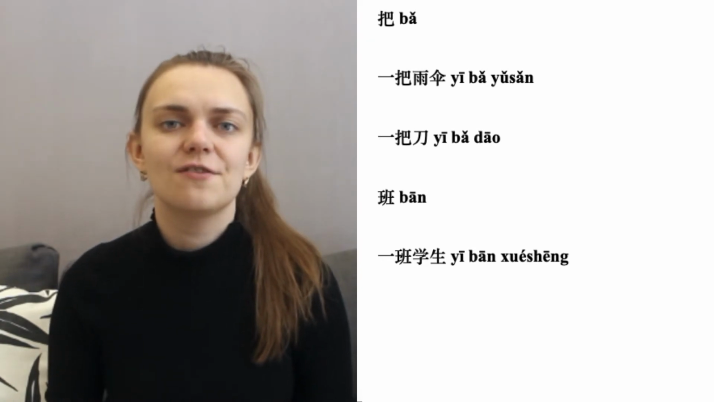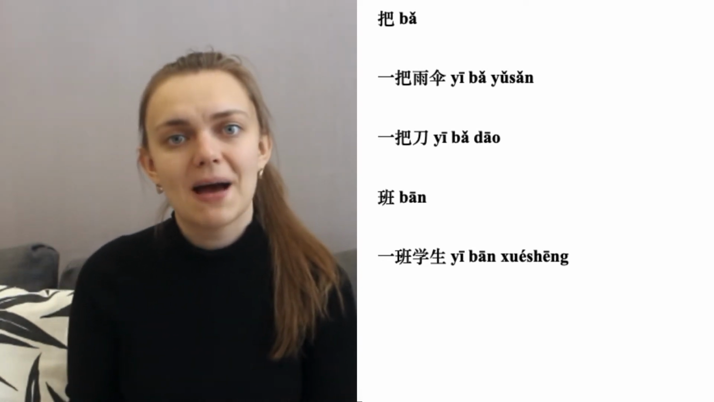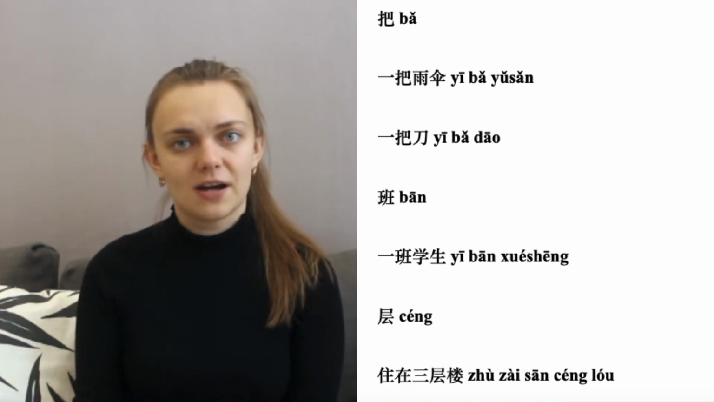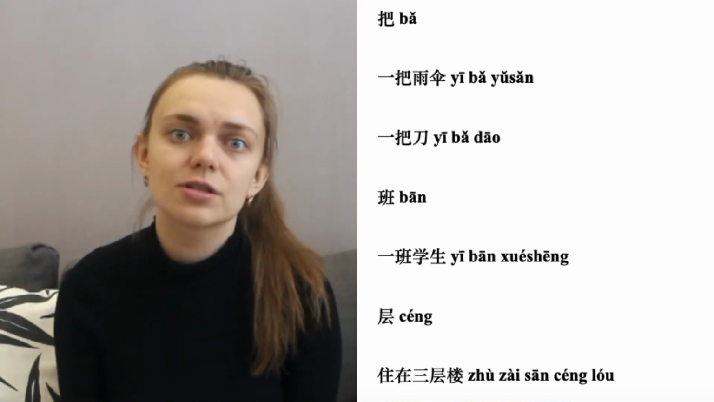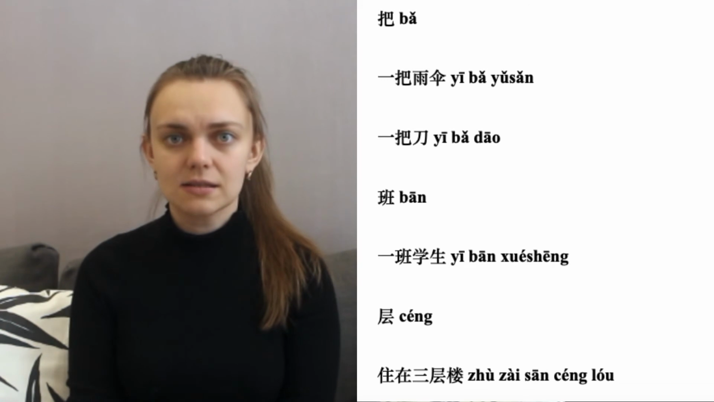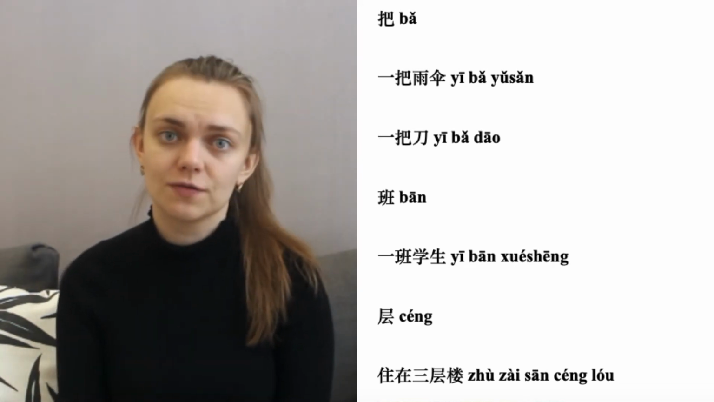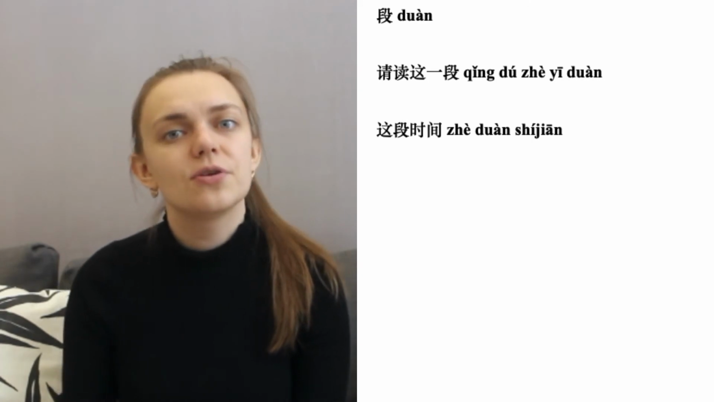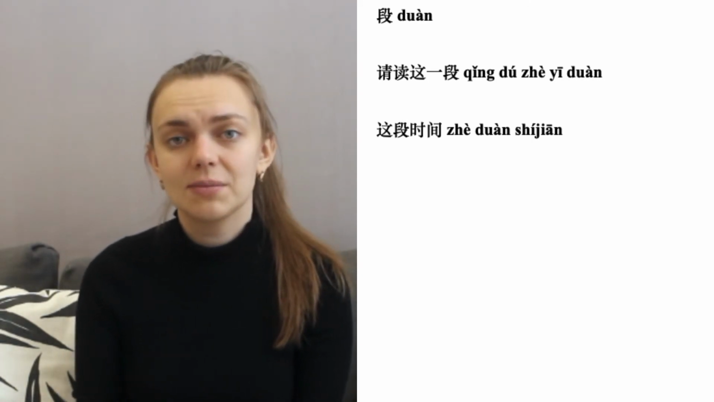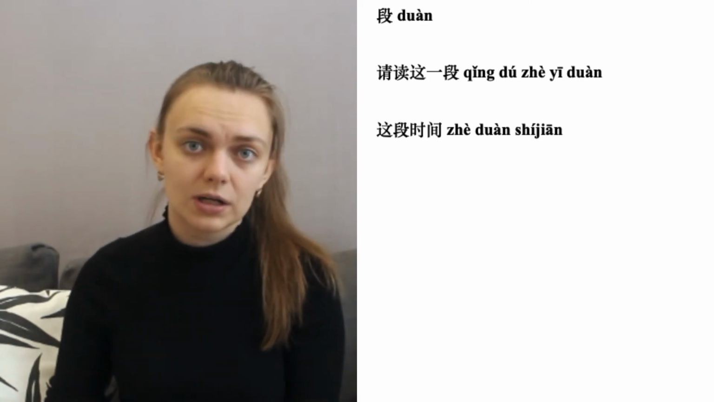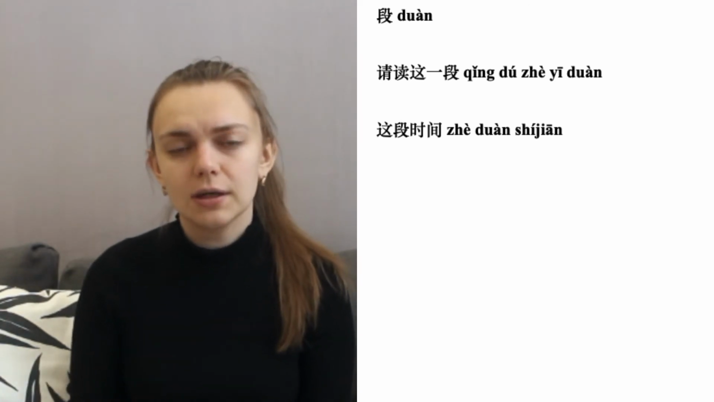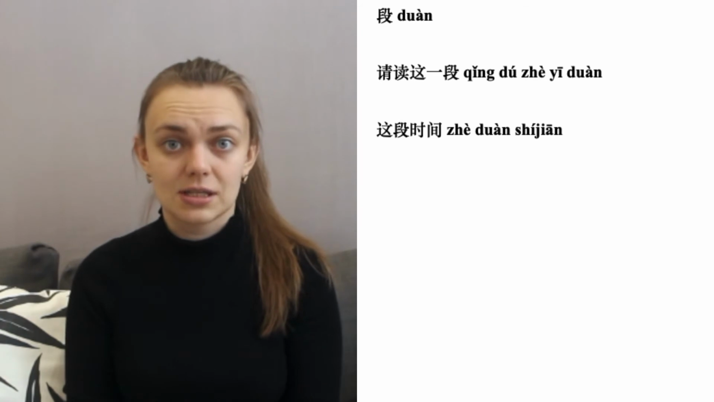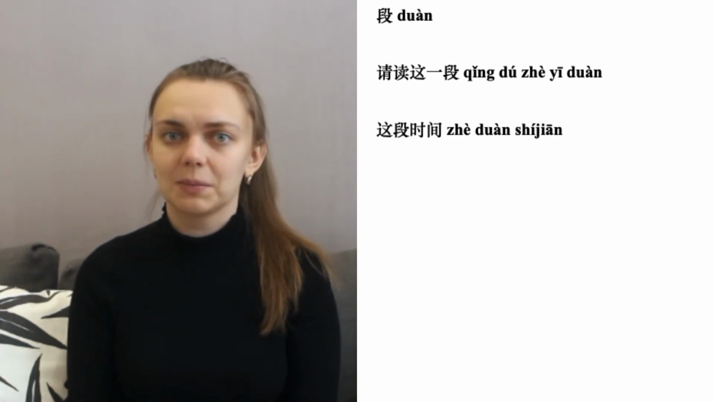班 is a classifier for a group of students. 一班学生, a group of students. 层 is a classifier for layers and stories of a building. 住在三层楼 to live on the third floor. 段 is used for paragraphs of a text, periods of time, and generally means section or part of a whole. 请读这一段. Please read this paragraph. 这段时间 this period of time.